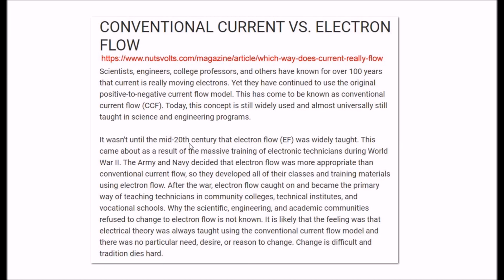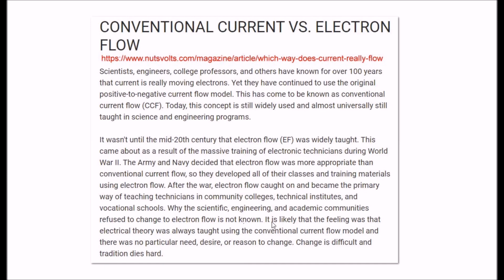It wasn't until the mid-20th century that electron flow was widely taught. This came about as a result of the massive training of electronic technicians during World War II. The Army and Navy decided that electron flow was more appropriate than conventional flow, so they developed all their classes and training materials using electron flow. After the war, electron flow caught on and became the primary way of teaching technicians in community colleges, technical institutes, and vocational schools. Why the scientific, engineering, and academic communities refused to change to electron flow is not known.